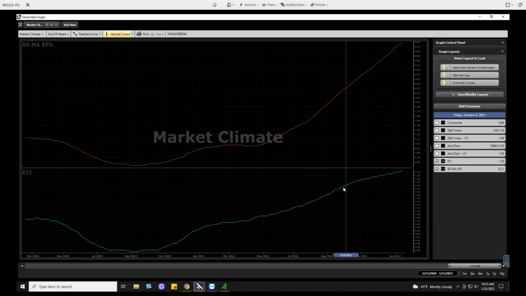So when it comes to earnings, we're still having good earnings. The vast number of S&P companies are reporting positive earnings. So that's good for the market.